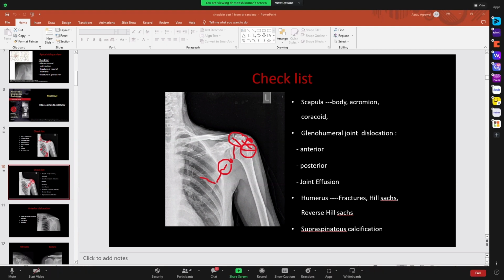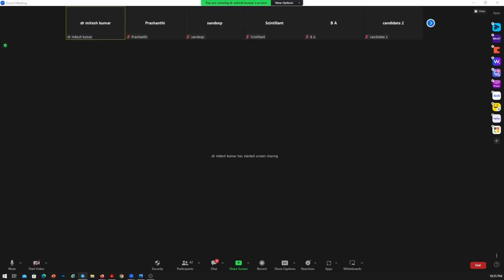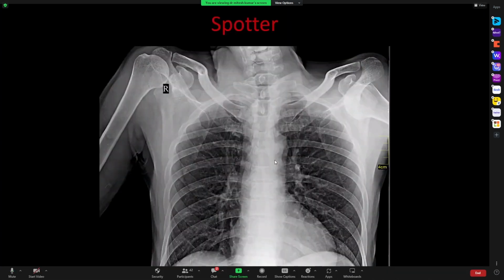Dr. Mitesh? Yes? We cannot see your spotter collection. We can see the checklist slide. Oh, okay, 1 minute. I'll close this one. Yes, now we can see the spotter slide. Is it fine? Yes. This is spotter number 1. Everyone please write their response in the chat box.